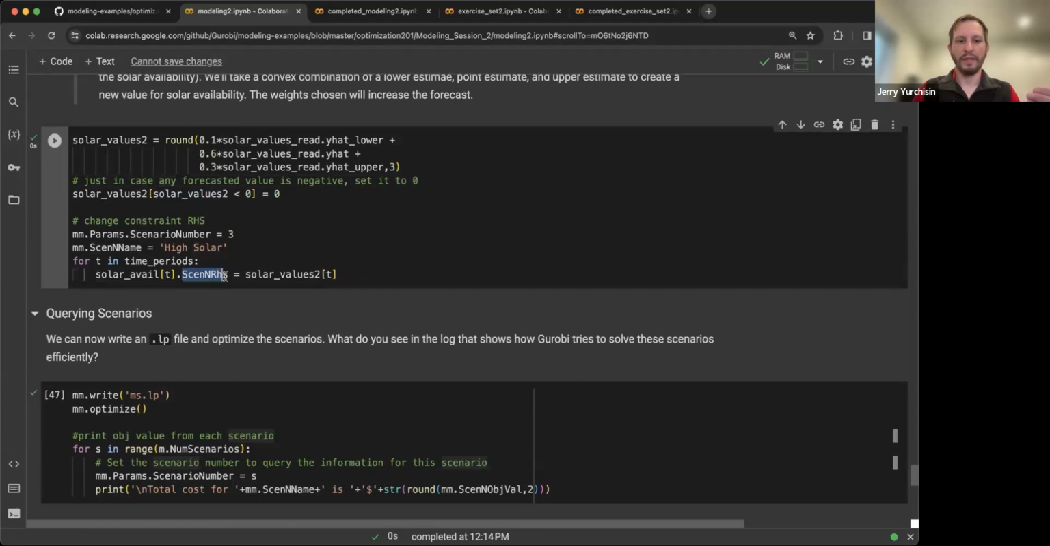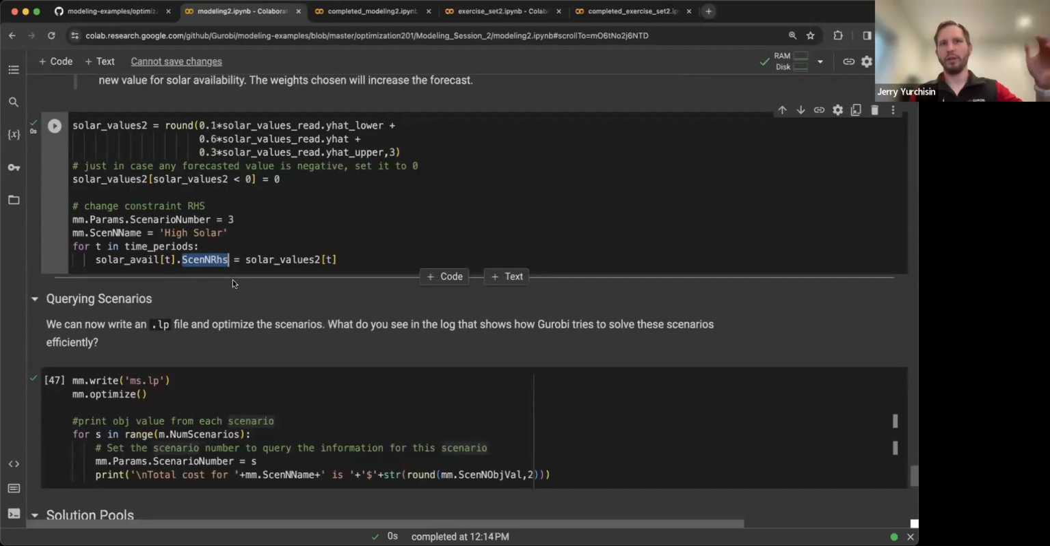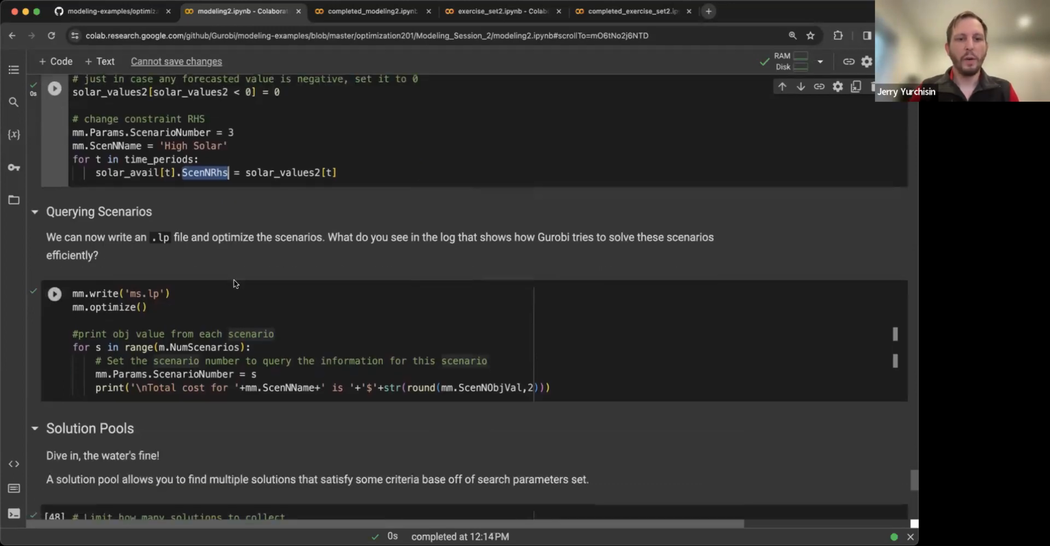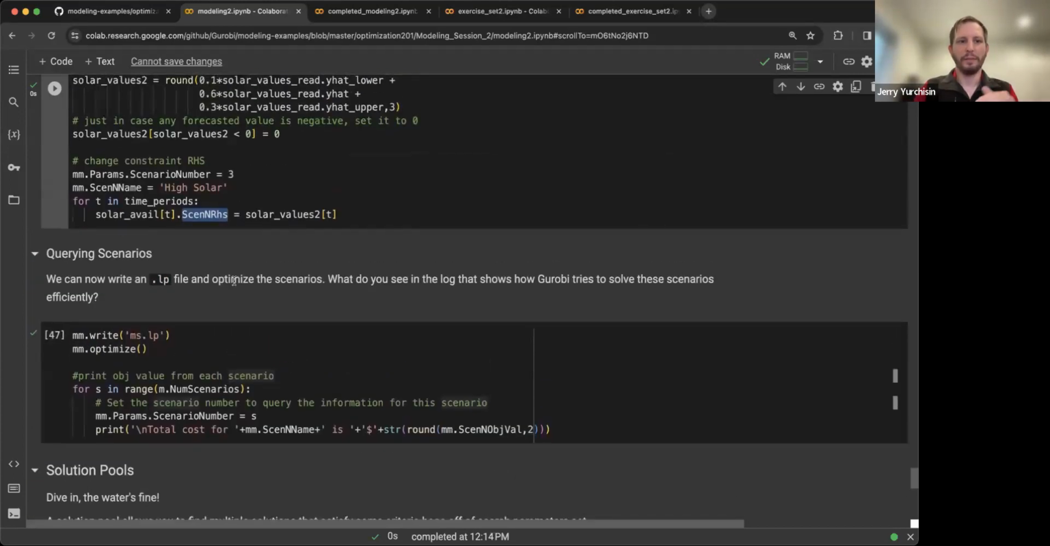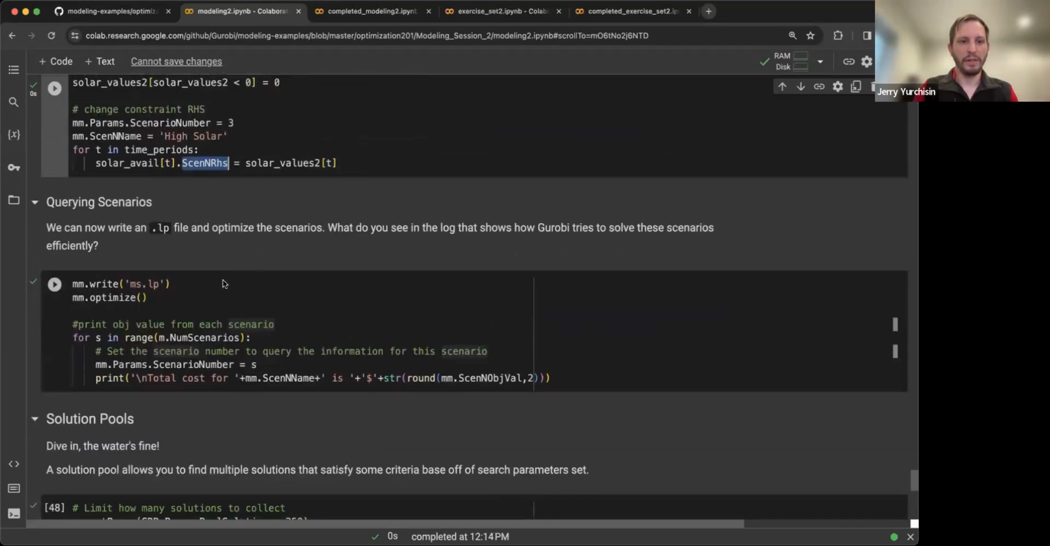And again, it's the same idea as everything else. We're looping through and we're changing values to new stuff. And it's just the scenario N right-hand side. Because if you look at our constraint, we know that this is a right-hand side because all of our decision variables are on one side, and then our solar value is on the right-hand side, so hence we're going to change the right-hand side. So we have all of this. Great. All right, let's actually look at all of these scenarios, optimize, and go from there.